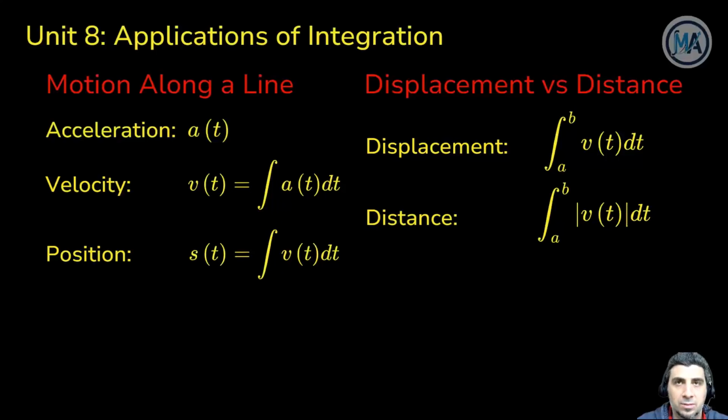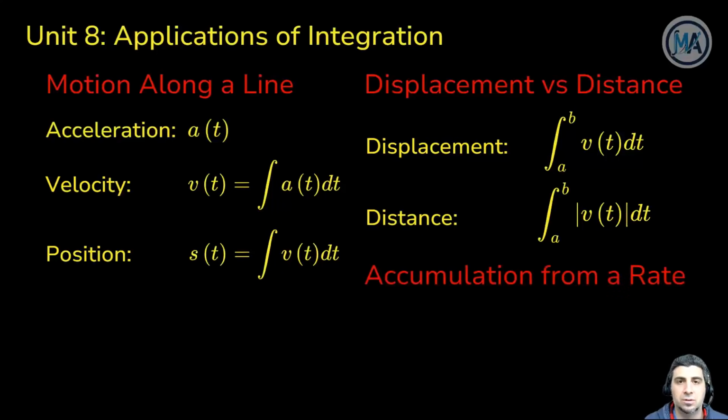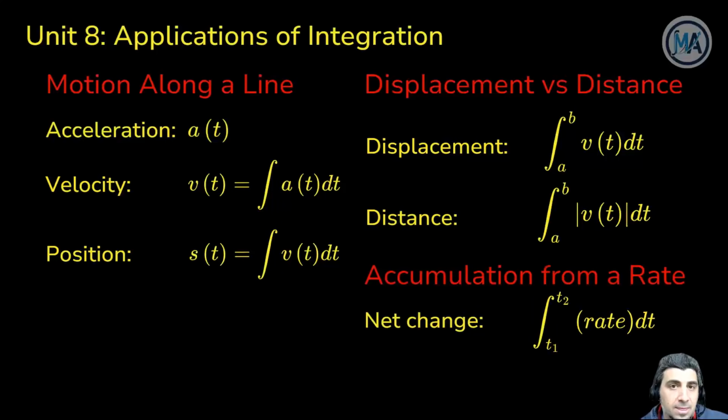Oftentimes, distance problems, if you need to compute the answer, will be a Desmos permitted type of question. And in general, you need to understand that the accumulation of a rate gives you the net change. The definite integral of whatever the rate function is over the interval is going to give you the net change.